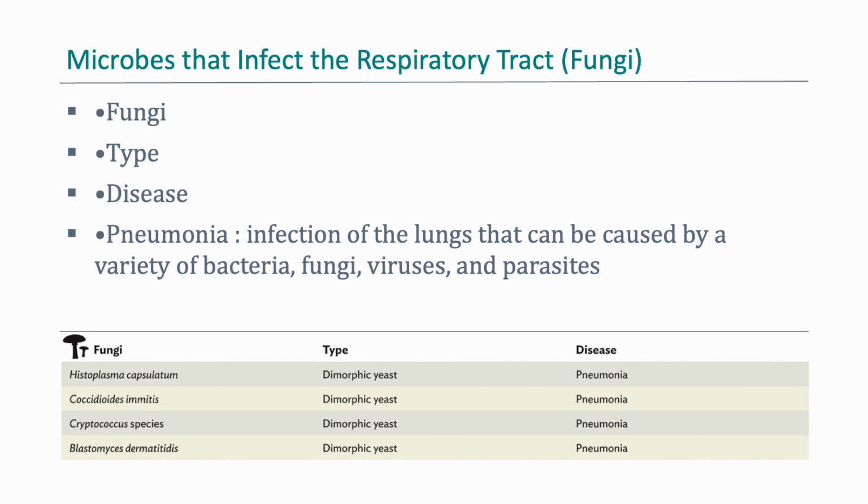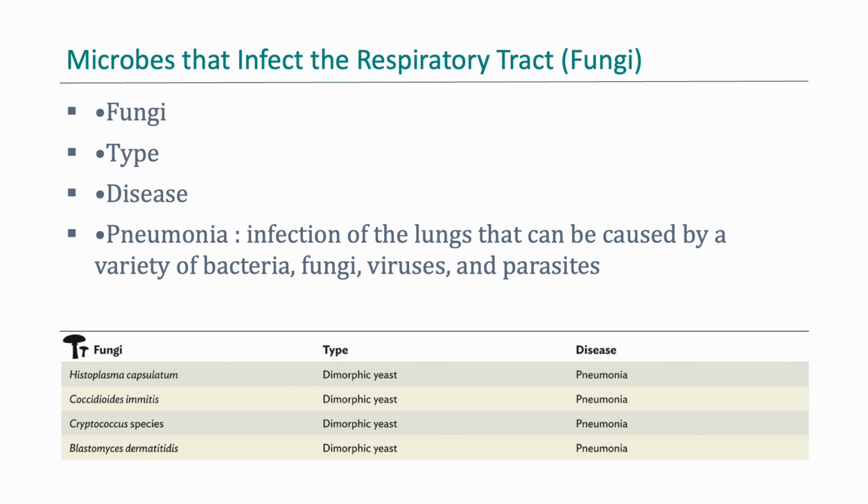Okay, moving on again to microbes that infect the respiratory tract. This time we're talking about fungi. So in this chart you can see fungi, type of fungi, and then the disease that it causes. All of these cause pneumonia, and pneumonia is just an infection of the lungs that can be caused by a variety of bacteria, fungi, viruses, and parasites.